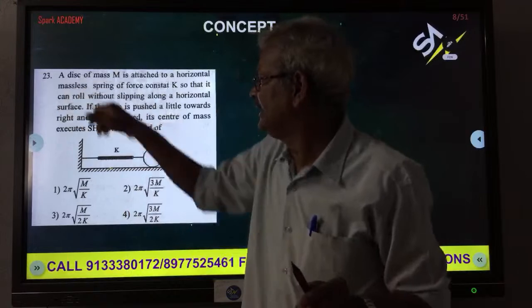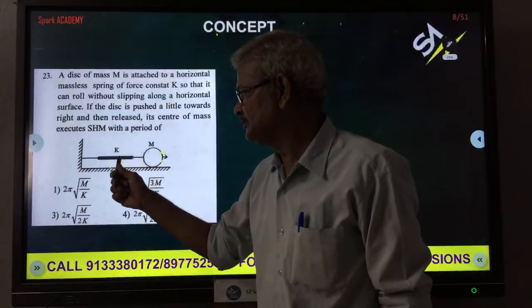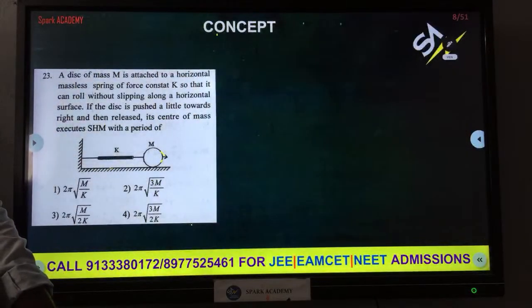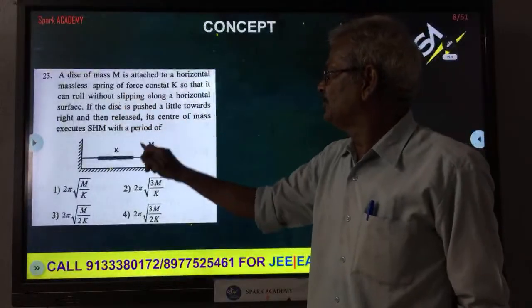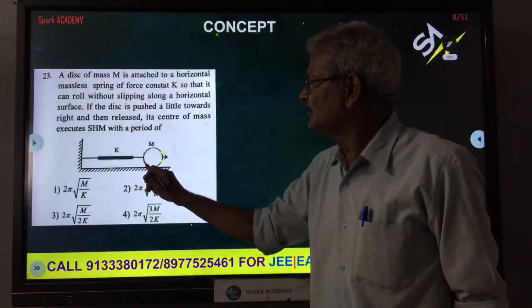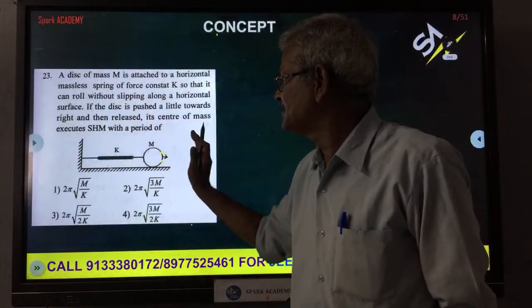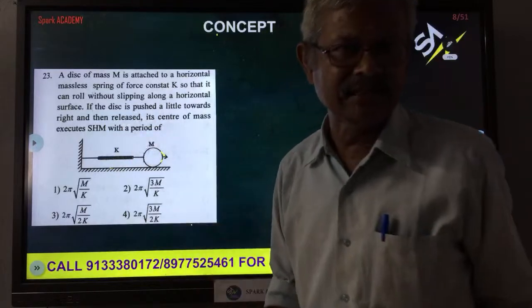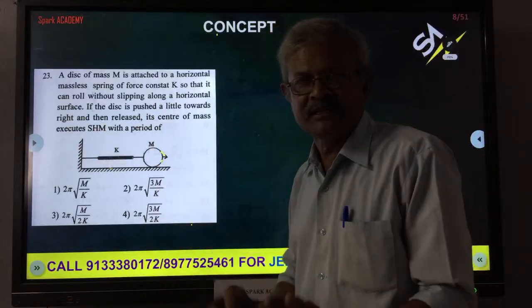So a disc of mass m is attached to a spring of force constant k, so that it can roll without slipping on a horizontal surface. If the disc is pushed a little, I am repeating, to the right side or left side, no problem. It does oscillate. Its center of mass executes SHM with a time period of.